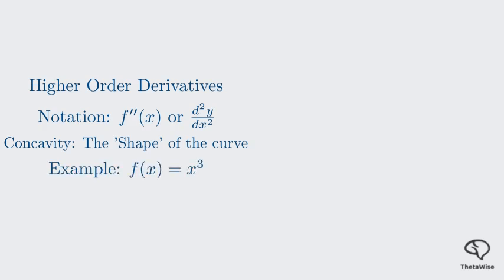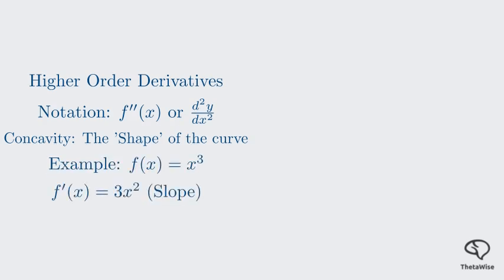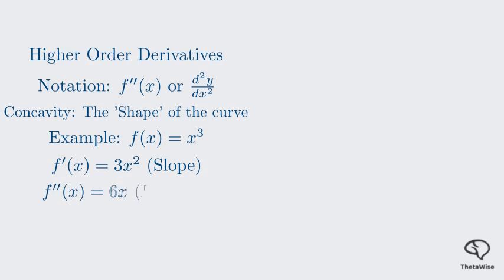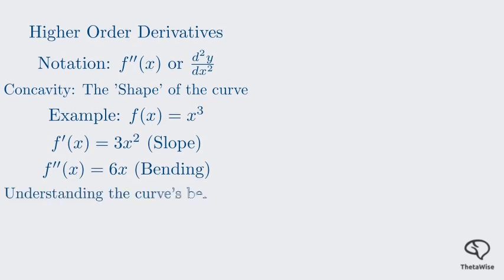Let's look at x cubed. The first derivative is 3 times x squared. This tells us the slope. The second derivative is the derivative of 3 times x squared, which is 6 times x. This tells us how the slope itself is bending. Mastering this allows us to understand not just where a graph is going, but how it's curving to get there.